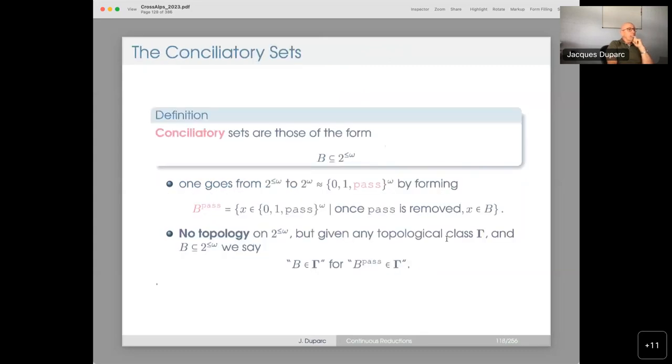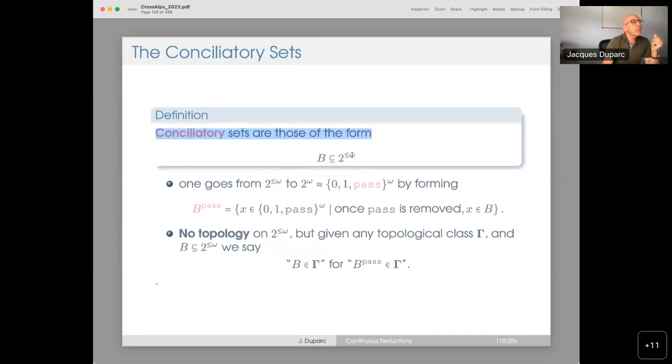So this is something I did a long time ago, in fact. I'm advertising something that I did, and it had some success in computer science. I call them conciliatory sets.